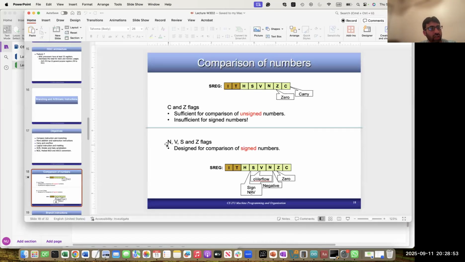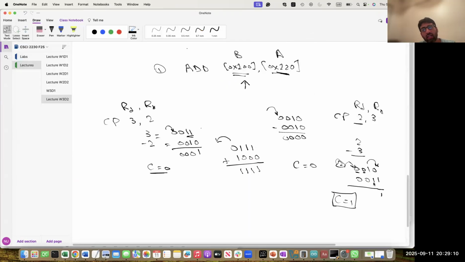So what are those flags? Negative flag, overflow flag, sign flag, and Z flag, right? Remember that when we are comparing unsigned numbers, we are not converting. For example, here when I was doing 2 minus 3, I was not converting 3 minus 3 to its 2's complement form, right? Because I'm treating the numbers as unsigned numbers.